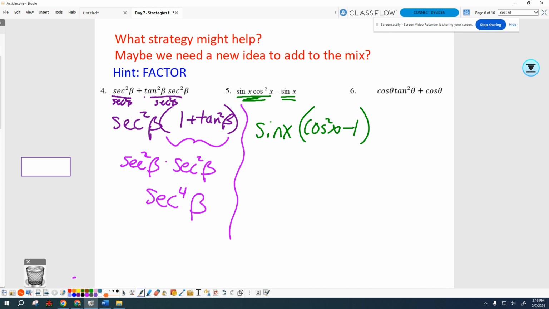Margot, using that identity, what does cosine squared minus 1 equal? Negative sine squared. Subtracting 1 from both sides, subtracting sine squared from both sides. You didn't sound super confident about it, but you're right. Negative sine squared x. So Crystal did the factoring for us, and then look at what's left over.